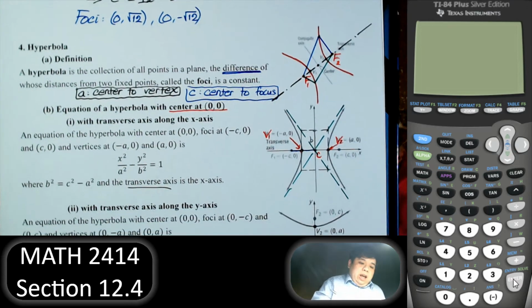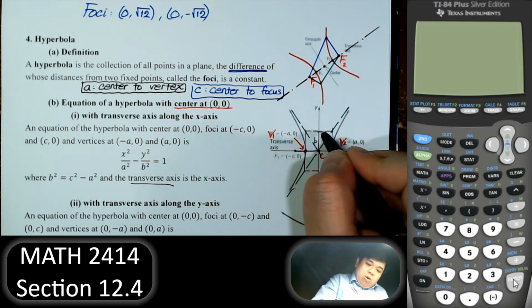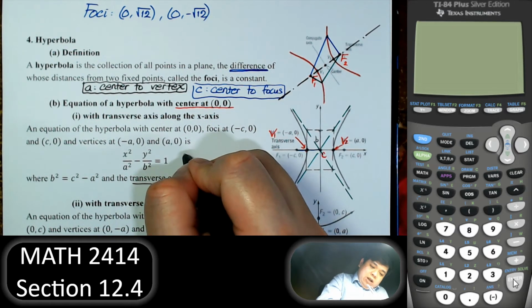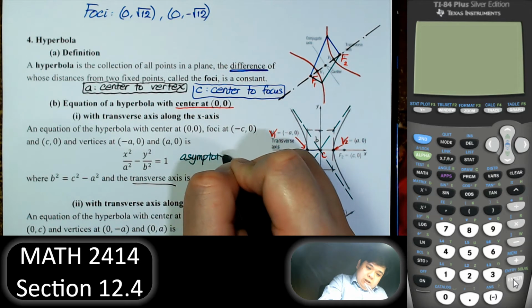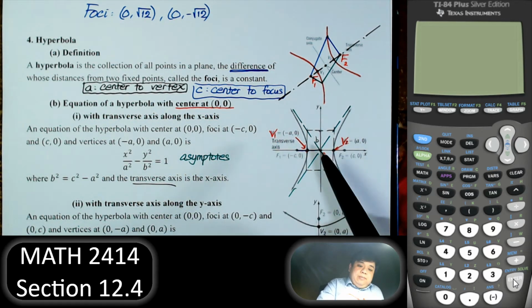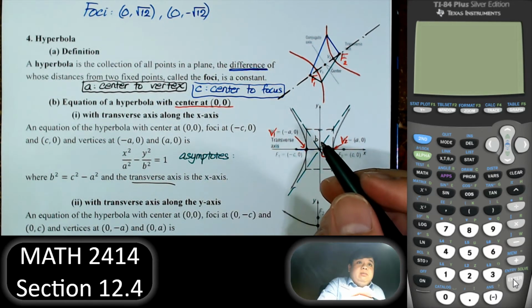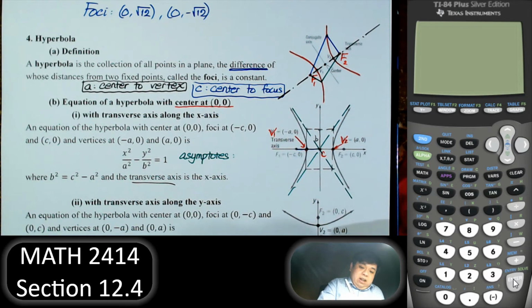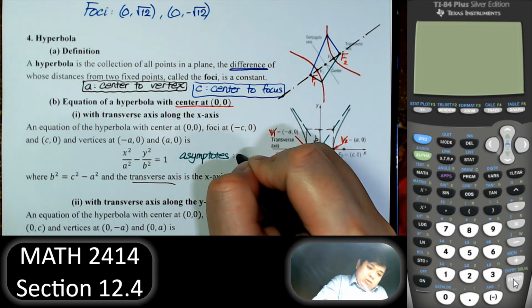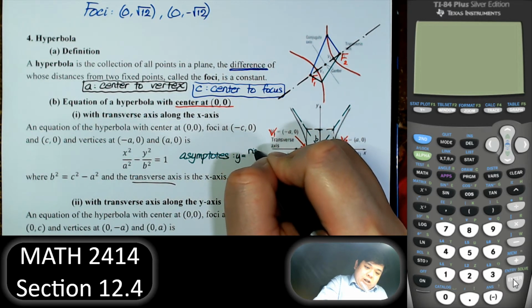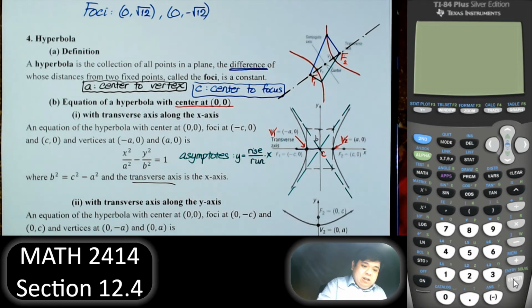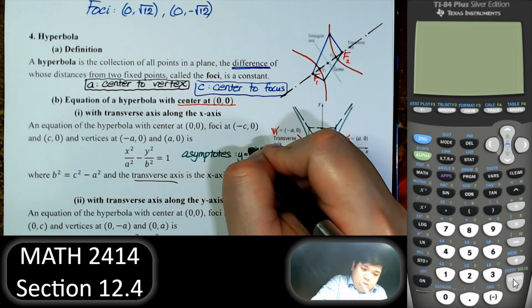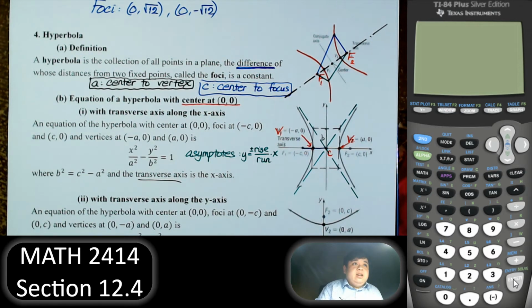The asymptotes, and so the asymptotes are rise over run. In this case it depends on what we have here. It could be A over B or B over A. So y is equal to rise over run times x, plus or minus. That gives us the asymptotes.